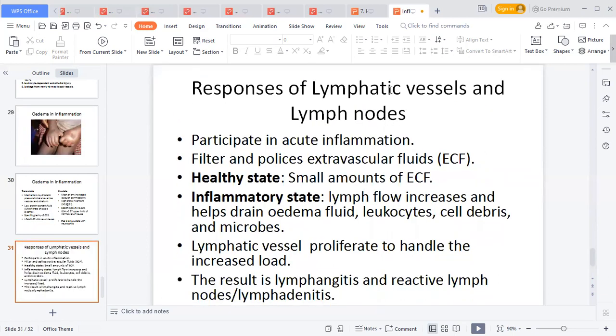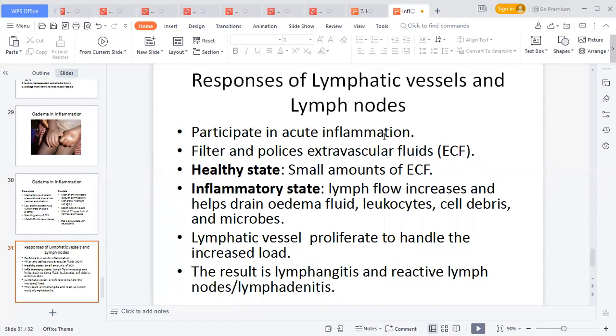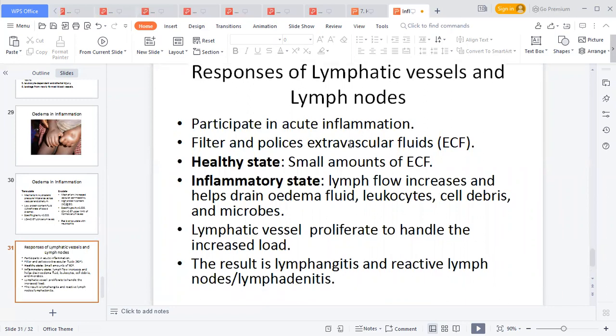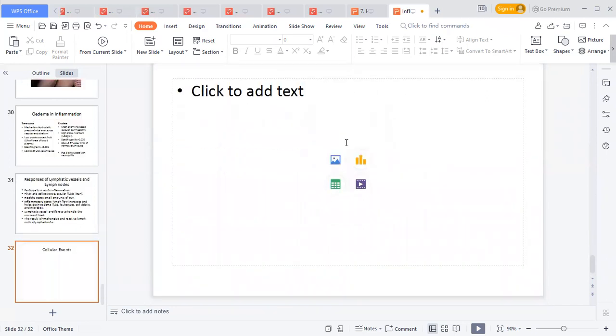So what is the response of lymphatic vessels and lymph nodes? Lymph nodes, remember we said these ones are part of the immune system, and therefore the most important thing to understand is that, like the spleen, we said it filters the blood. Remember what we talked about last time? So this is immunology as well, we can talk about it tomorrow.